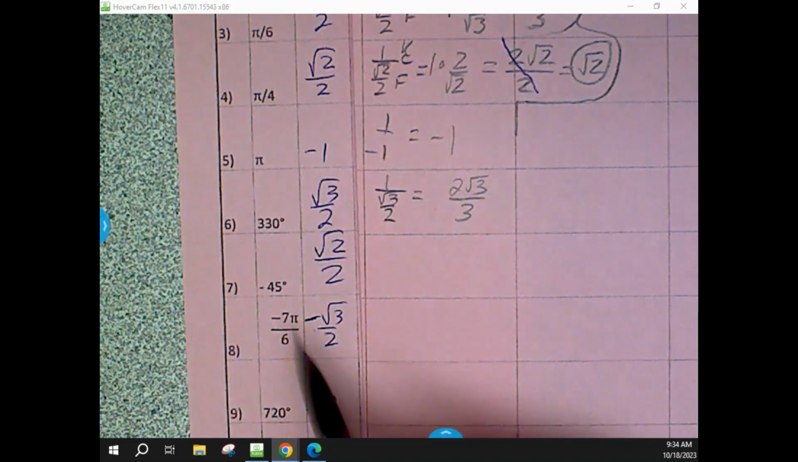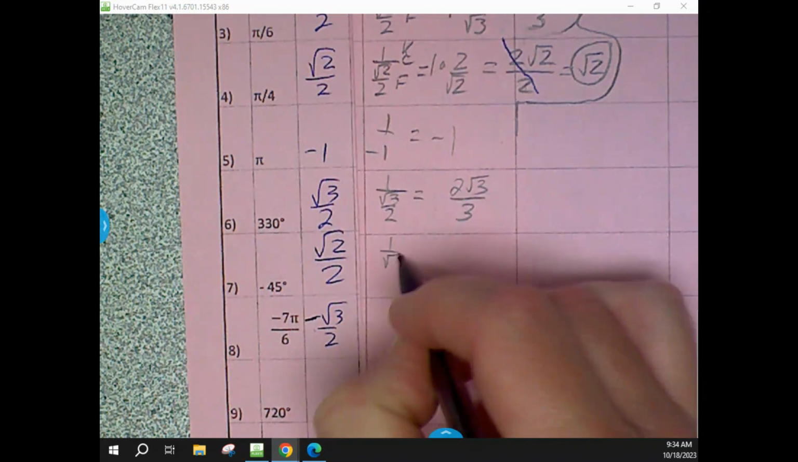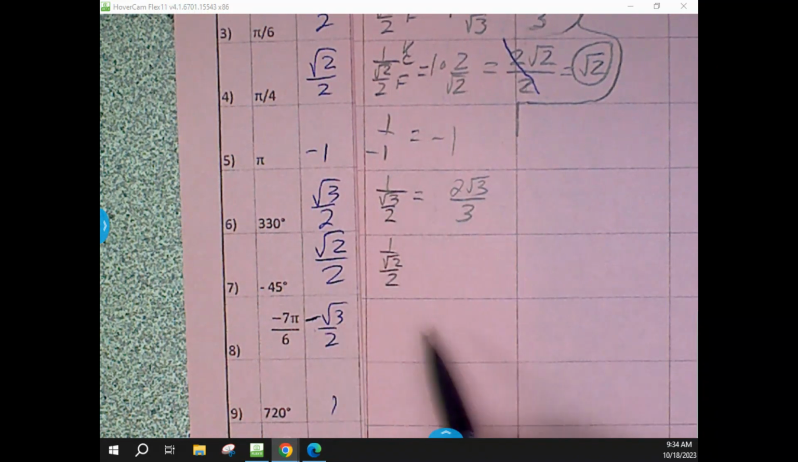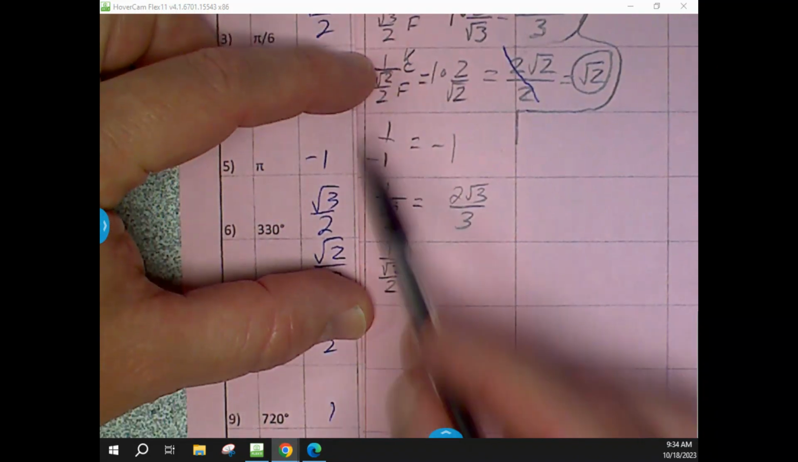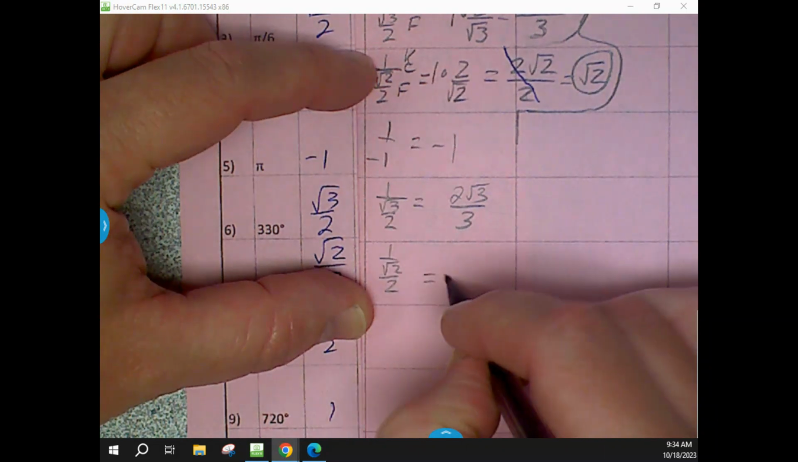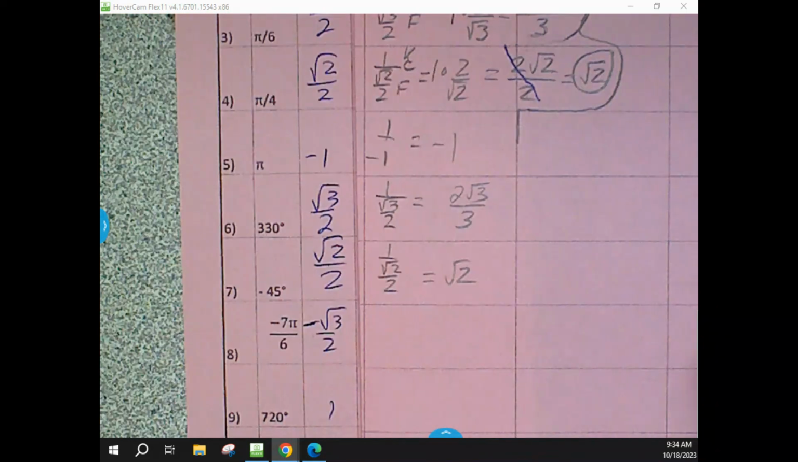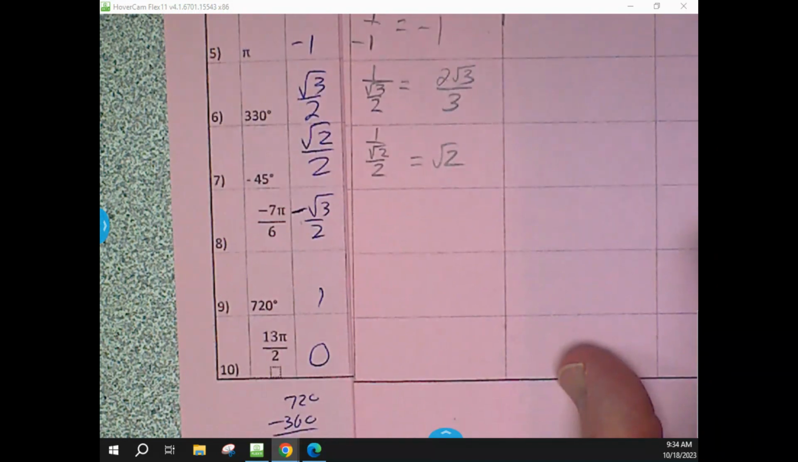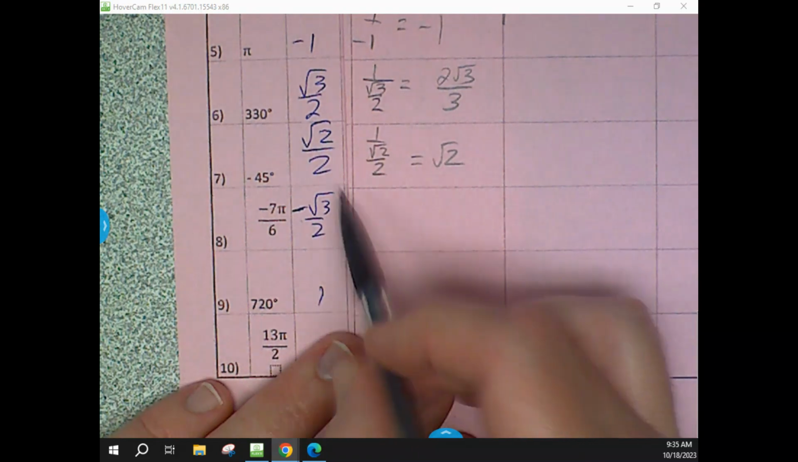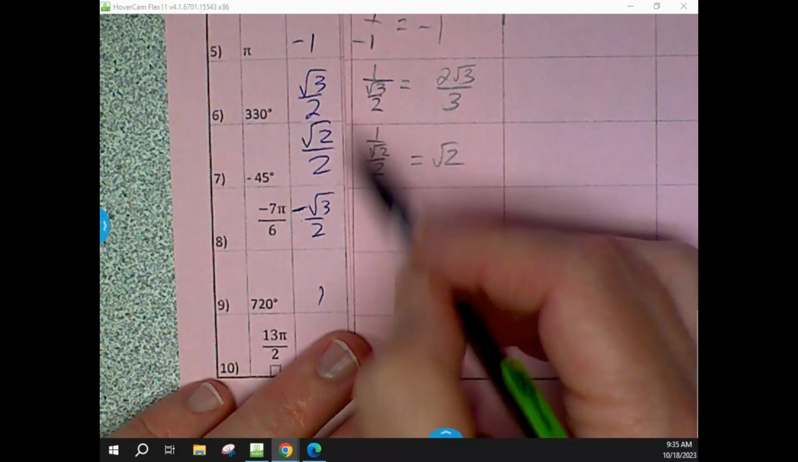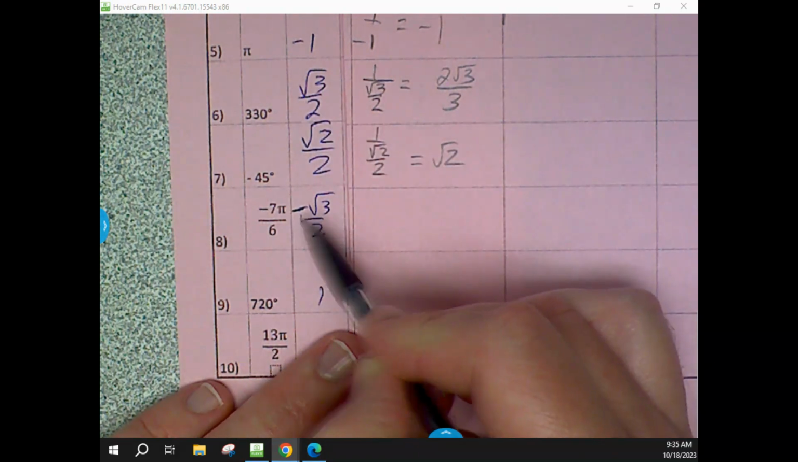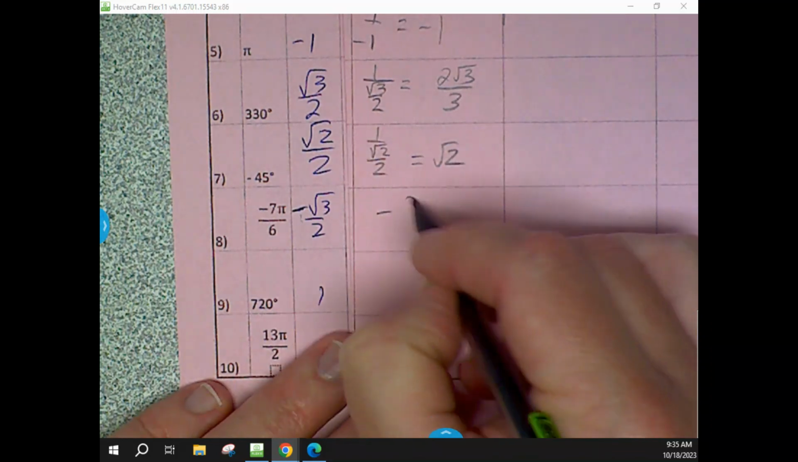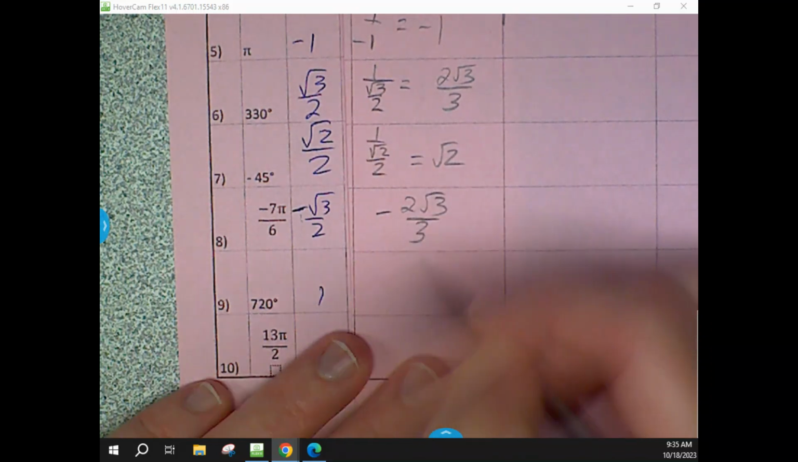On this one, if you do the 45, again, it's 1 over square root of 2 over 2. But again, we just did that one right here. So this answer is just square root of 2. If you get ready to do number 8, it's the exact same number that's here. The only difference is this one's negative. So this one's going to be the exact same answer. It's just going to be negative.